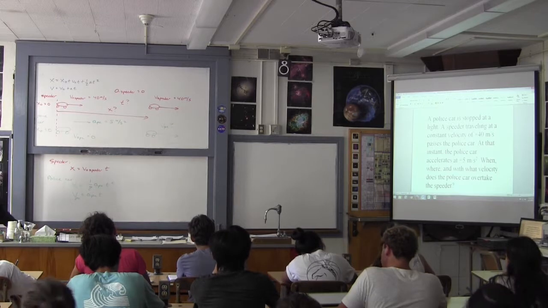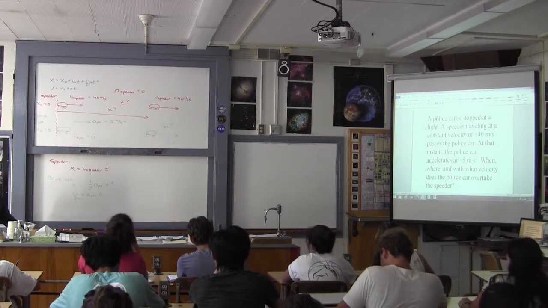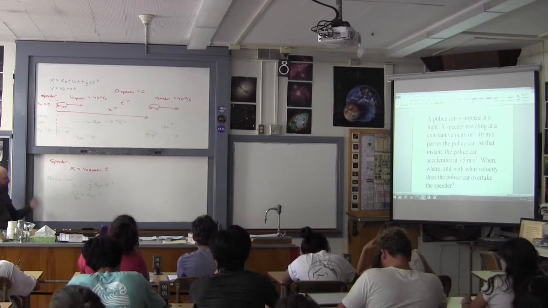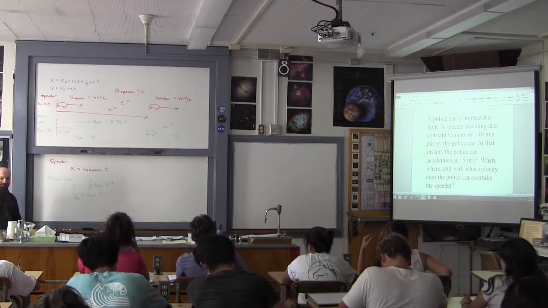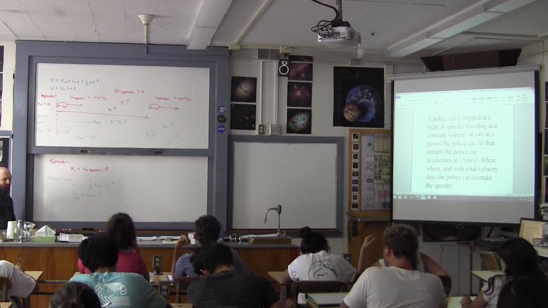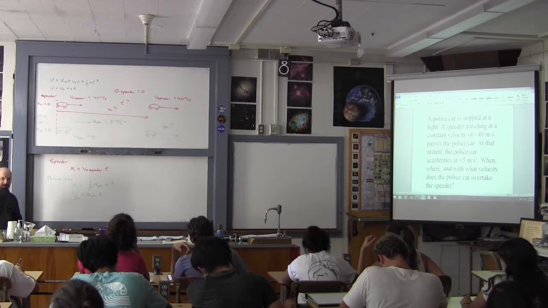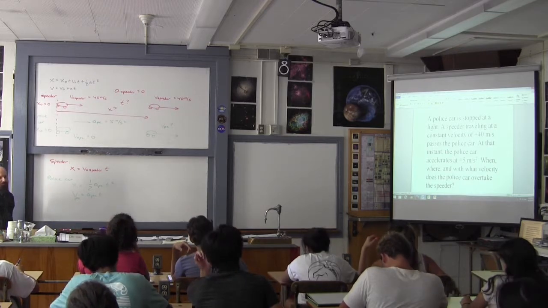And what we essentially have here now is three equations and three unknowns. The three unknowns being x, t, and the final velocity of the police car. Now, algebraically, when you say three equations and three unknowns, that implies that the algebra may be a little bit messy. In this case, however, it's not.